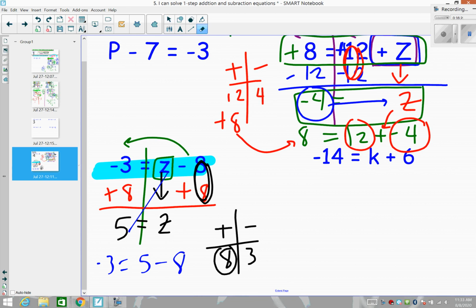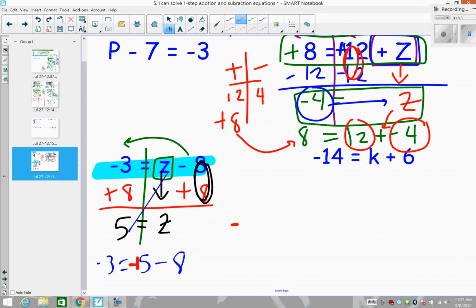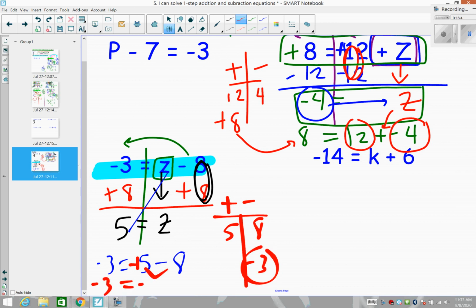Well, if I were to tug a war that statement, +5, -8, who's stronger? Negative, how many extra players? 3. So is it true that -3 is equal to -3? Yes. So we know that 5 is the solution for z. So it's just a way to check to make sure that we didn't make any mistakes. We didn't use the wrong sign. We didn't tug a war incorrectly, and so on.